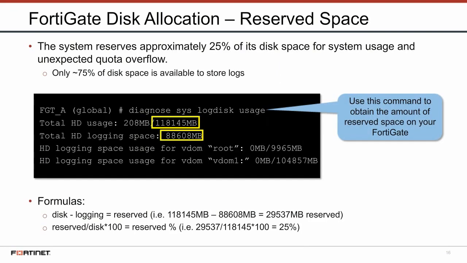If you decide to log locally on FortiGate, be aware that the entire disk space is not available to store logs. The FortiGate system reserves approximately 25% of its disk space for system usage and unexpected quota overflow. To determine the amount of reserved space on your FortiGate, use the CLI command diagnose sys log disk usage. Subtract the total logging space from the total disk space to calculate the reserved space.